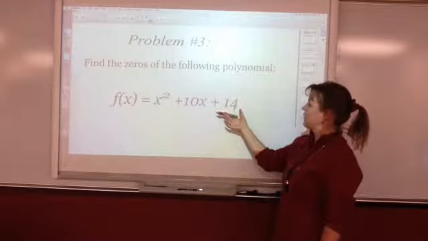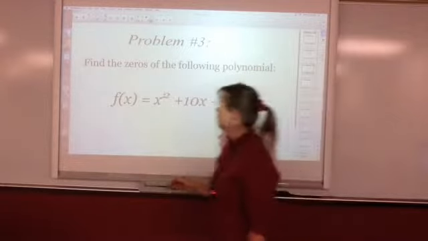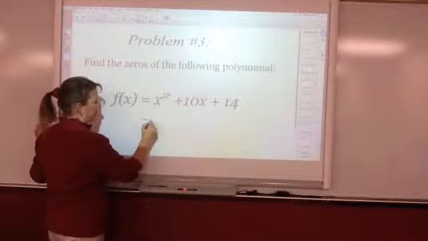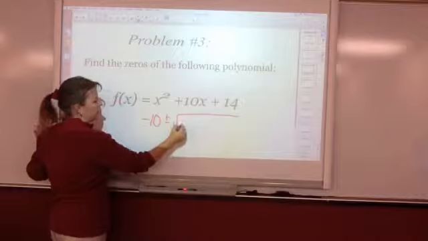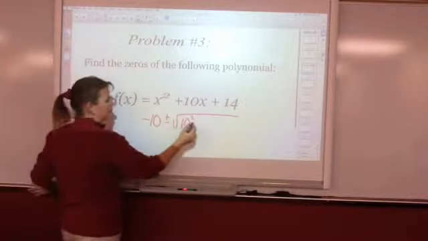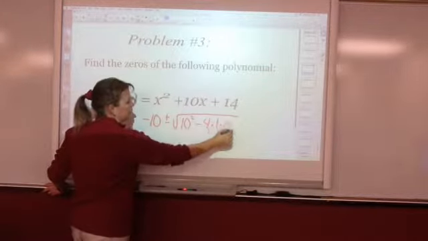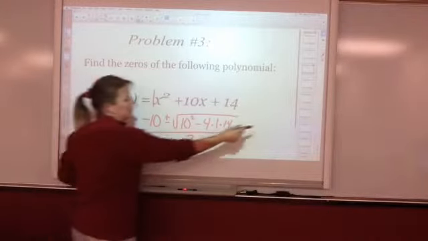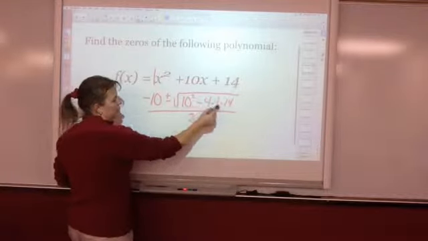Number 3, you can try to factor this. Nothing multiplies to make 14 and adds to make 10, so we'll do the quadratic formula. Quadratic formula is the opposite of b, plus or minus the square root. Always put this b in as a positive. A positive squared will always be positive. Minus 4 times a times c all over double, whatever the a is. Do the discriminant first. 10 squared is 100. 100 minus 56.